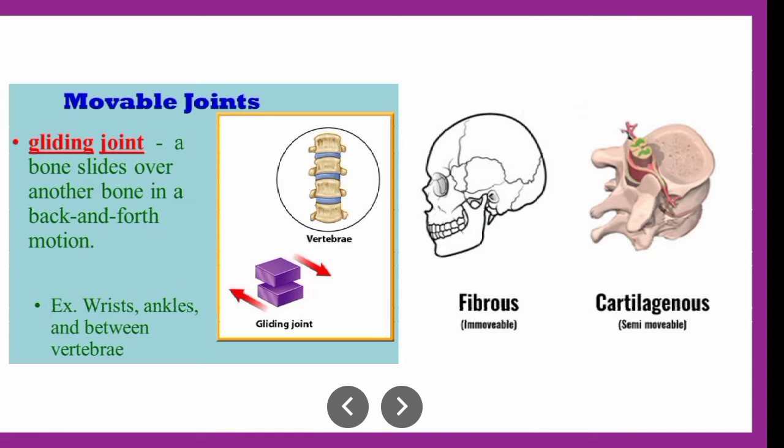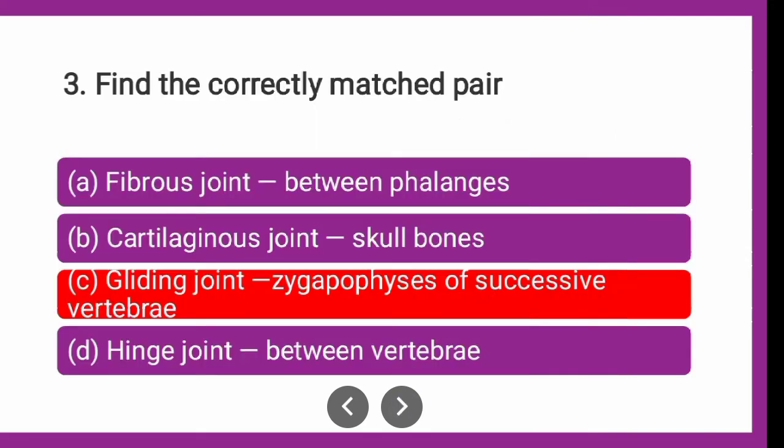Okay, so the gliding joint, because of this the bones will slide over one another, a back and forth motion. Various examples are the wrist joint, then ankles, and between the vertebrae. So these are the examples of gliding joint. So the correct pair is gliding joint between the zygapophyses of successive vertebrae.